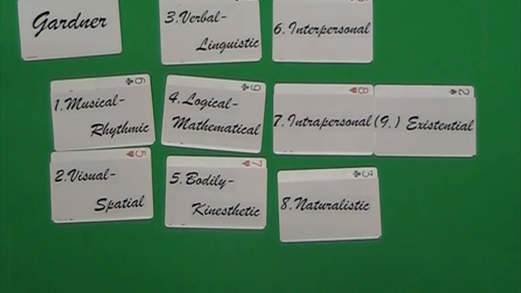Interpersonal. This area has to do with interaction with others. In theory, individuals who have high interpersonal intelligence are characterized by their sensitivity to others' moods, feelings, temperaments, and motivations, and their ability to cooperate in order to work as part of a group.